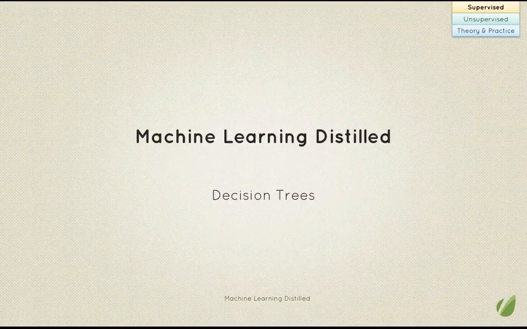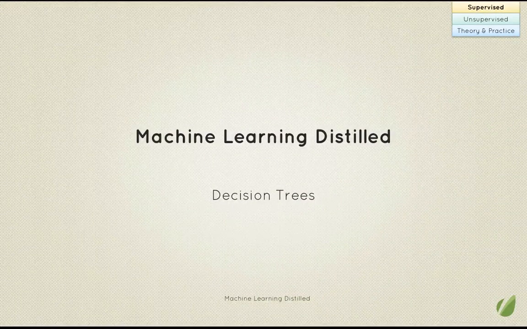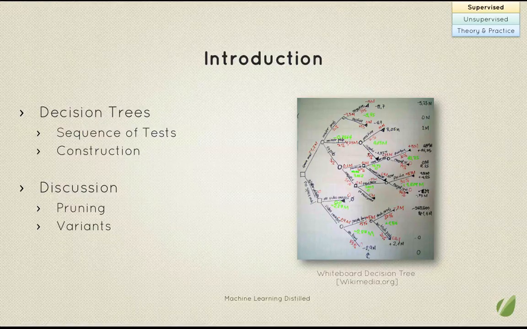In this lesson, we're going to be talking about decision trees. Decision trees are really very simple. They're really just a sequence of tests where you answer a question and then follow a branch until you get to the bottom of the tree. We're going to see how these trees can be constructed. We'll also discuss some techniques for improving the performance, pruning, and consider some variants on how to create decision trees.